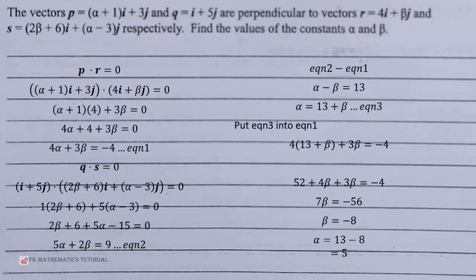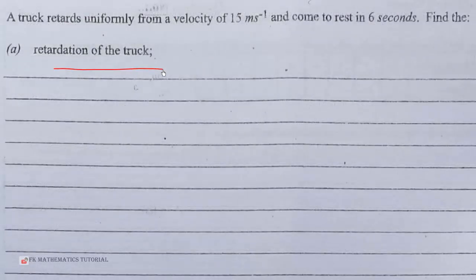All right. Let's look at question number 8, which is the final question in this video. A truck retards uniformly from a velocity of 50 meters per second and comes to rest in 6 seconds. Find the retardation of the truck. So we're given that the truck retards uniformly from a velocity of 50, so that is the U, and comes to rest, so final velocity V is 0, in 6 seconds T, and we don't know the acceleration A.